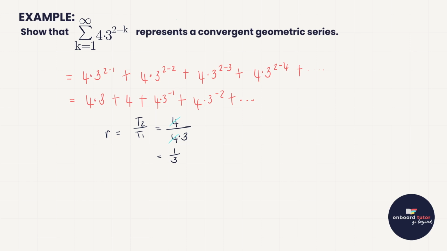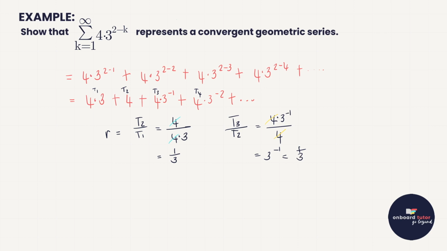I always like to check that, especially if they want me to prove that it's geometric. Let's just check that the r is in fact a common ratio. So term 3 divided by term 2. Let's try that out. So it's going to be 4 times 3 to the minus 1 over 4. The 4's will cancel. And then we end up with 3 to the minus 1. And if we remember our laws of exponents, that is also a third.